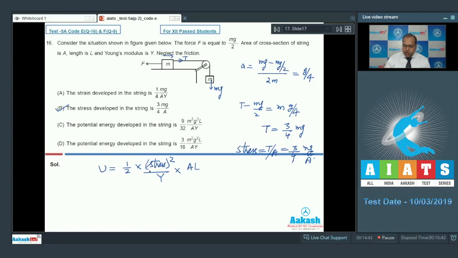So if I substitute the value of stress here, then it comes out to be 9 by 32 m square g square L divided by AY. So option C is correct. So the correct answer for question number 16 are options B and C.